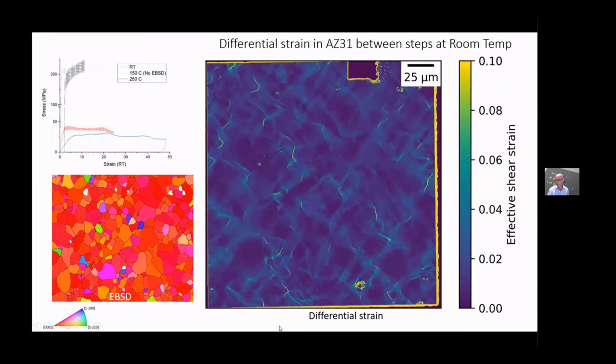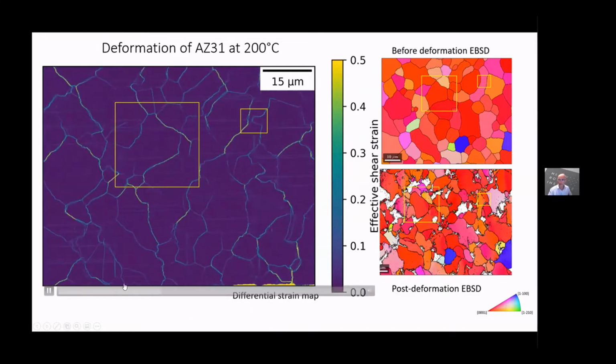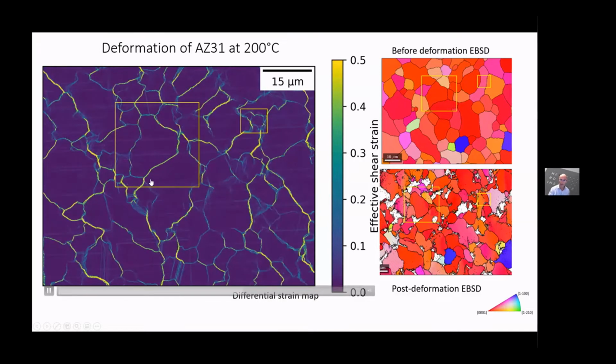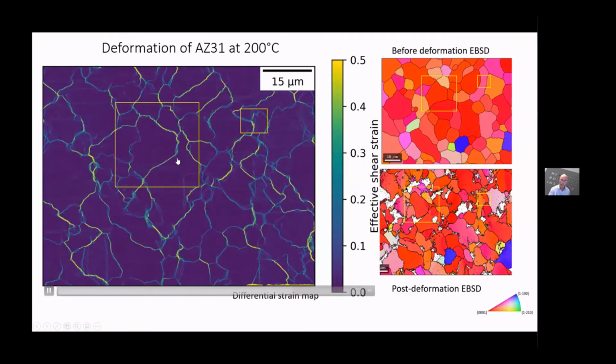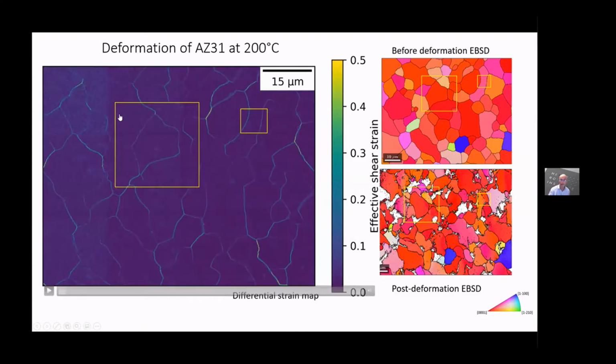But if we now move to high temperature, you see a very different picture. Here we can see the differential slip, in other words, the slip between each successive image. We can see strain mostly accommodated around the grain boundaries. You see very little strain internally within the grains, but you can see, highlighted by the bright yellow color, which is 0.5 effective strain, very severe strain around the grain boundaries.